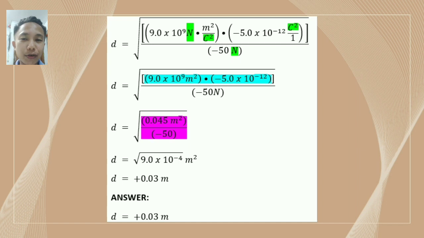And of course, the square root of this will be your final answer for the separation distance, which is equal to positive 0.03 meters. Okay, now that is for our final problem.